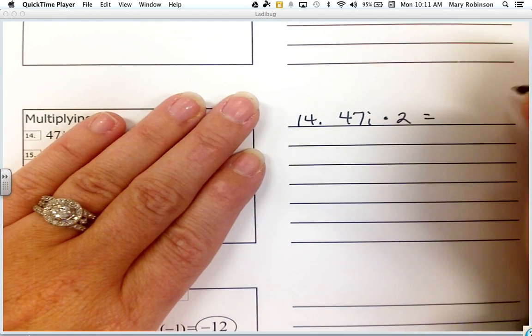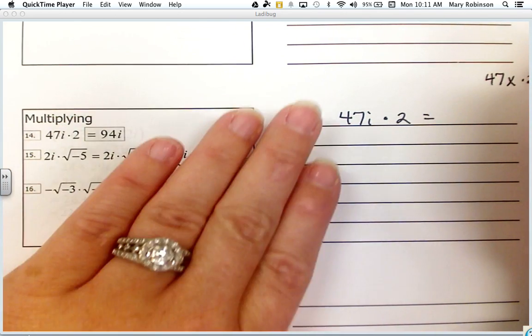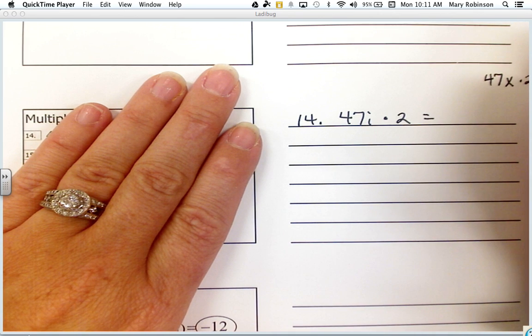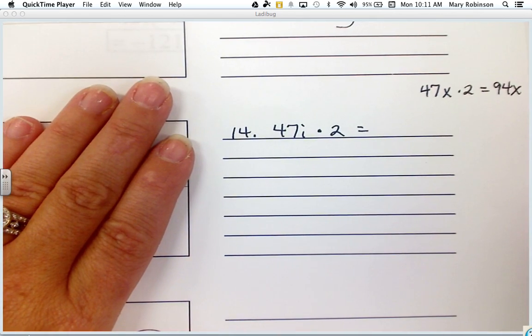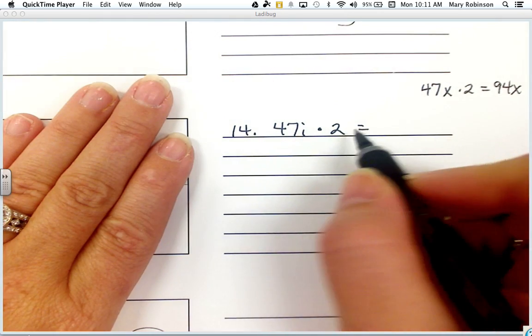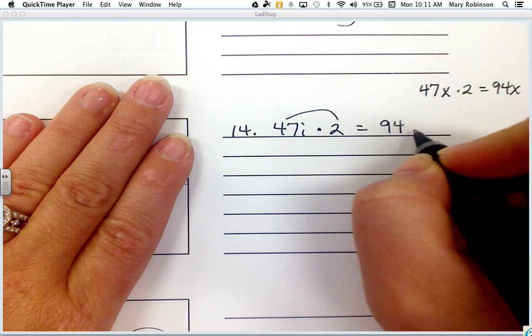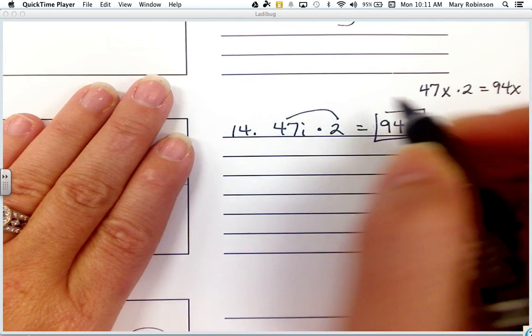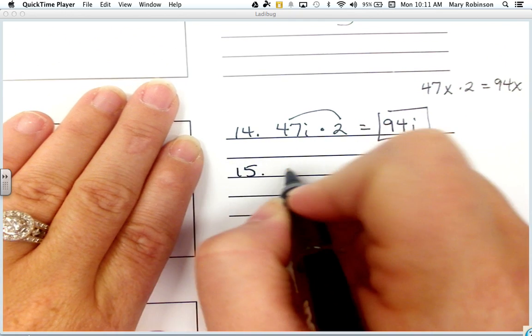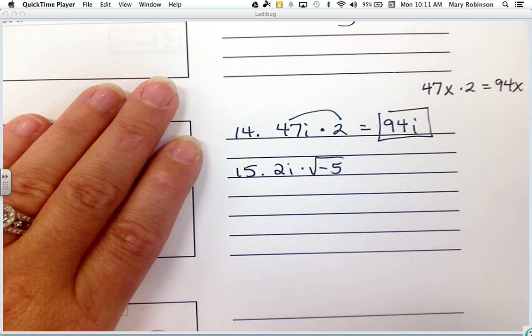If we were to multiply 47x times 2, then we're allowed to multiply 47 times 2, which would give us 94, and then we just put the x. Sorry about that. So same thing here. 47i times 2 is 94i. Next, we've got 2i times the square root of negative 5.